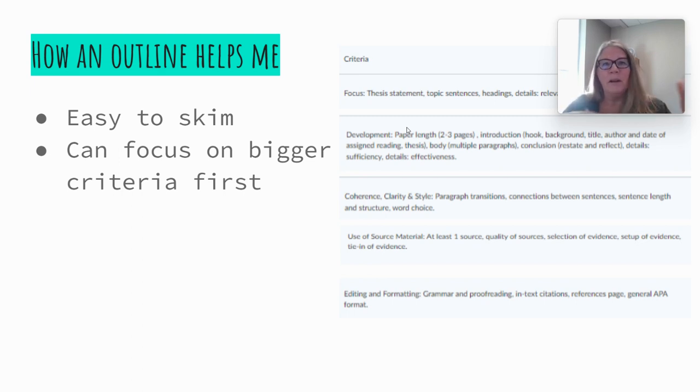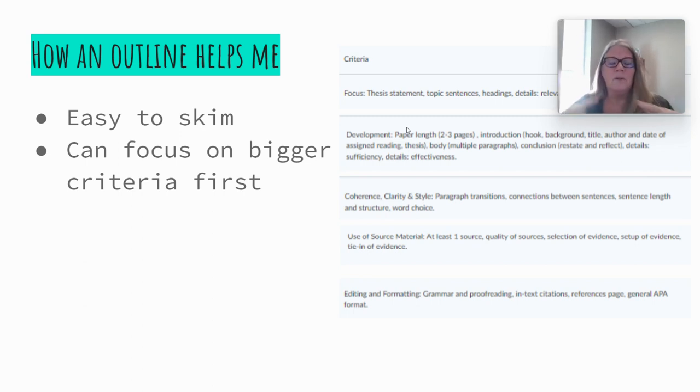So it's a lot easier for me to skim and see if you're on the right track versus reading through an actual draft where I'm getting caught up in sentence level issues. And also for you, it's going to be a lot harder to make changes if I only give you feedback on a paper that you've already written.